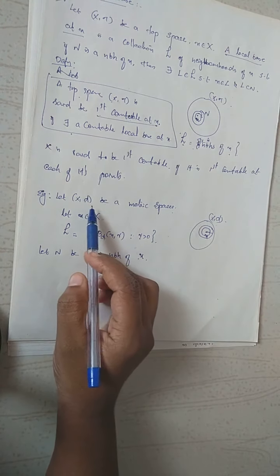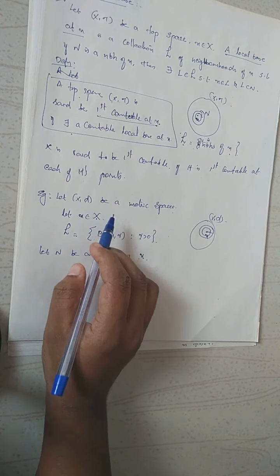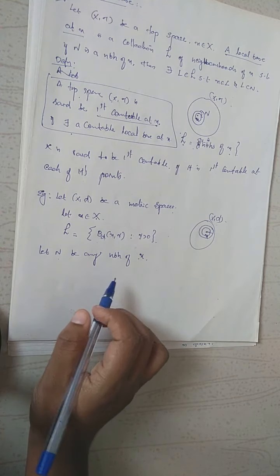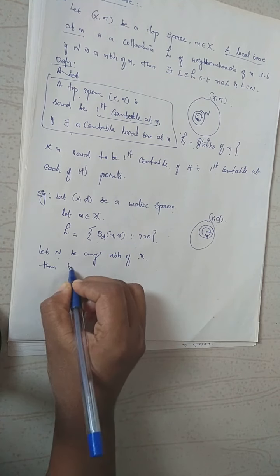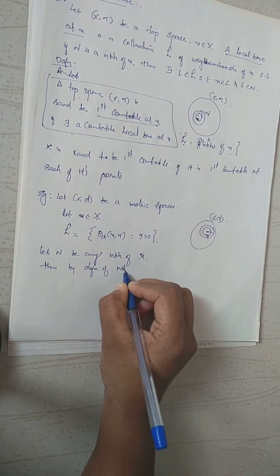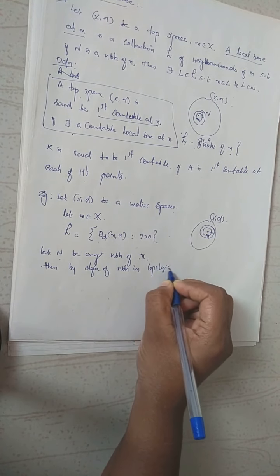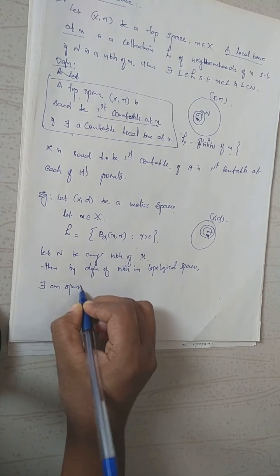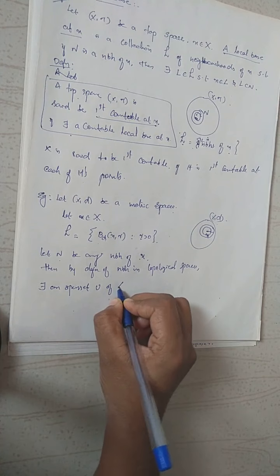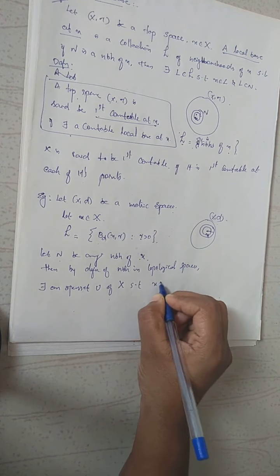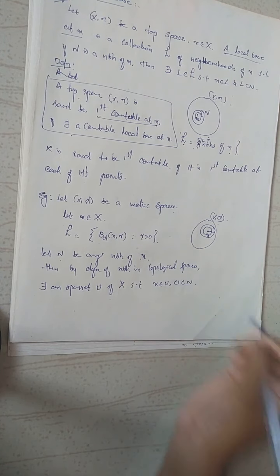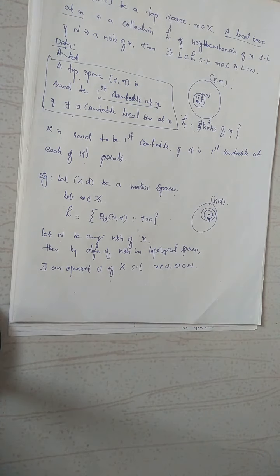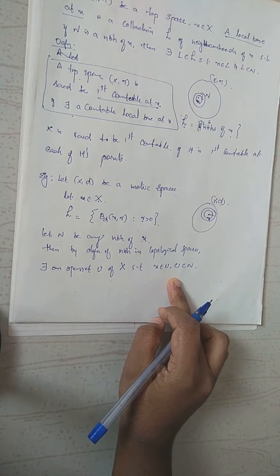So you can consider X, the metric space, as a topological space too. By the definition of neighborhood in a topological space, if N is a neighborhood of a point in a topological space, then there exists an open set U of capital X such that X belongs to U and U is contained in N.